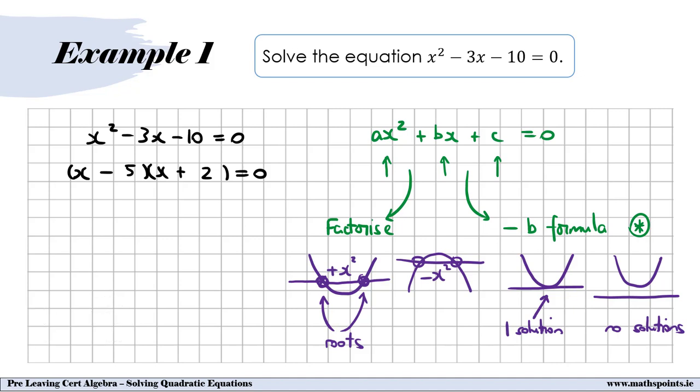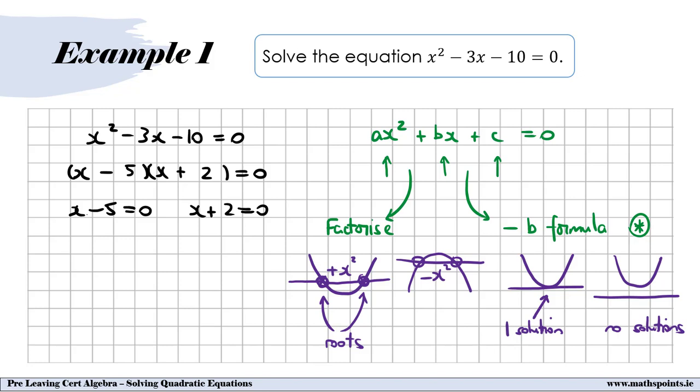So I can see I have two factors here that are multiplying to give 0. And if two things multiply to give 0, well then one of them or both of them must be 0. And so the possibilities are that x minus 5 is 0 or that x plus 2 is 0. And so having written down these two things, I can solve two very simple linear equations.